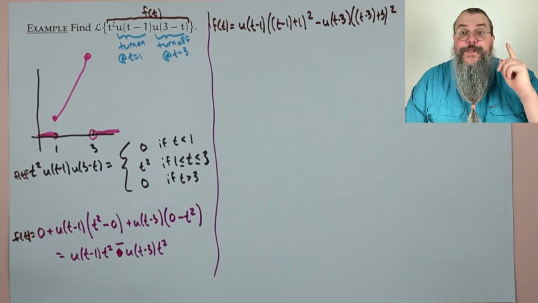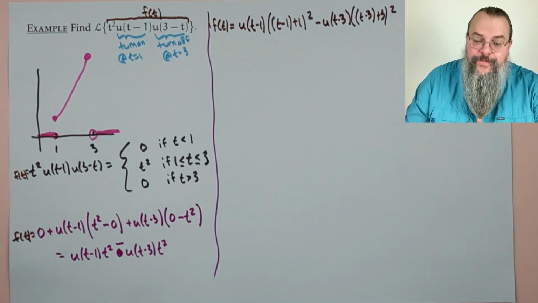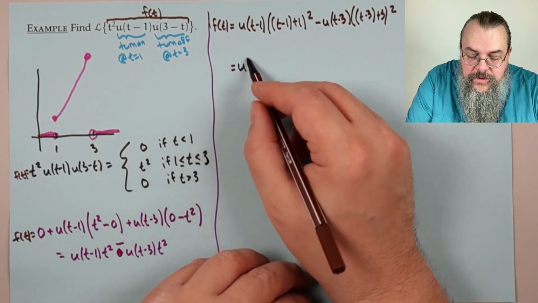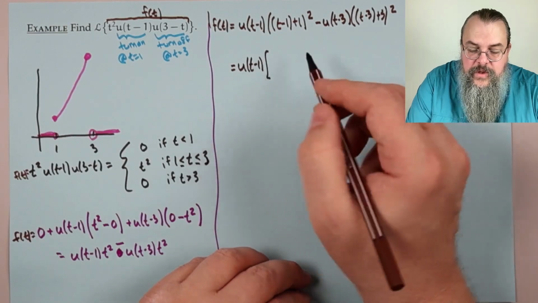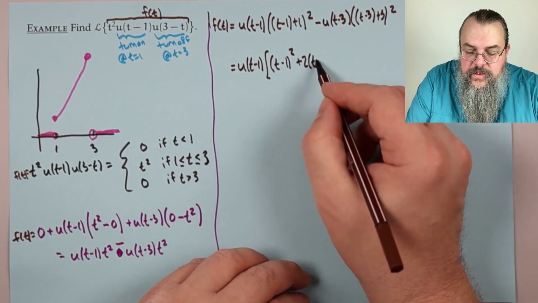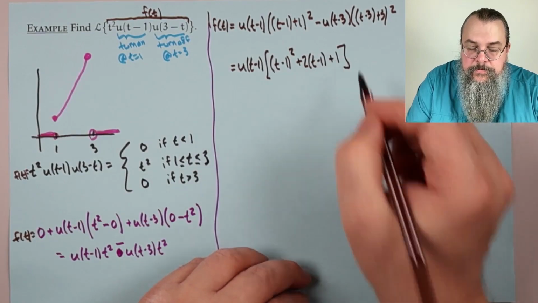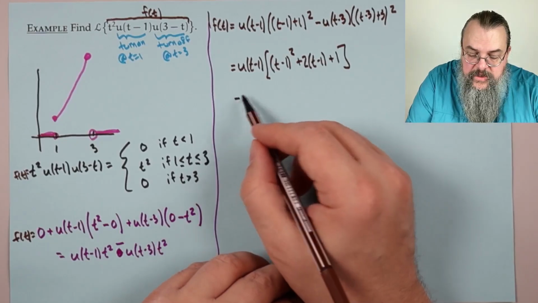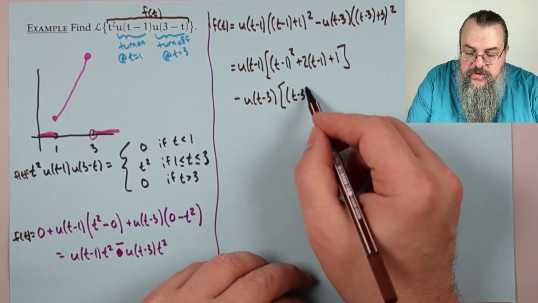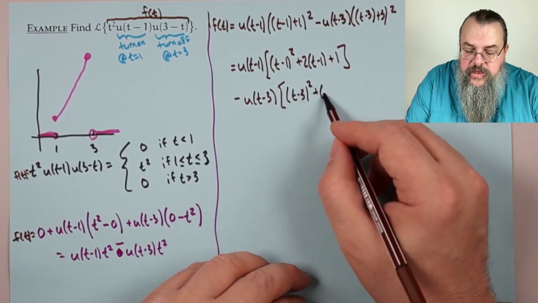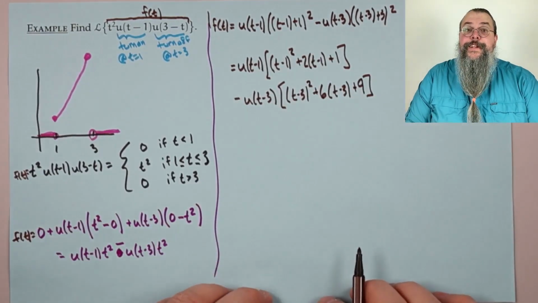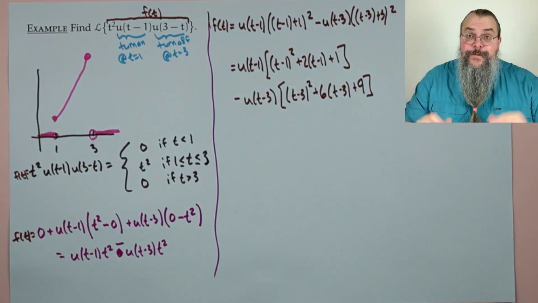Now, are we ready? No. We have to expand. All right, here we go. This would be u of t minus 1 times (t minus 1) squared plus 2(t minus 1) plus 1. Subtract u of t minus 3 times (t minus 3) squared plus 6(t minus 3) plus 9. Now are we ready? Yeah, we are.